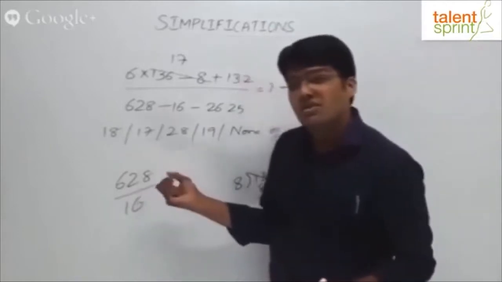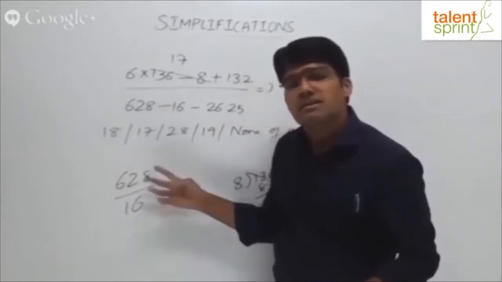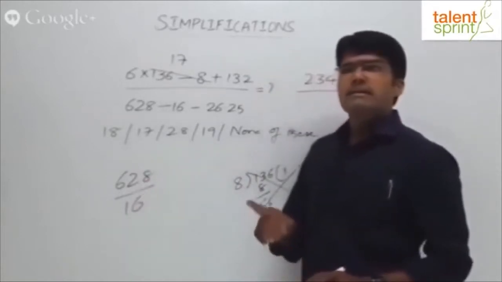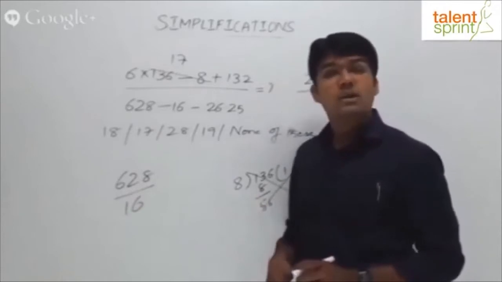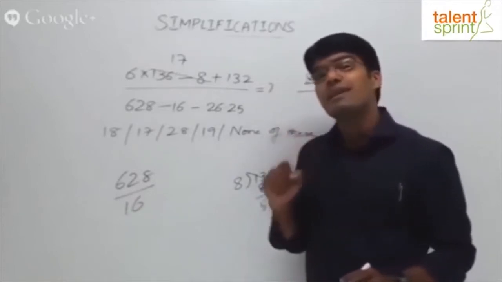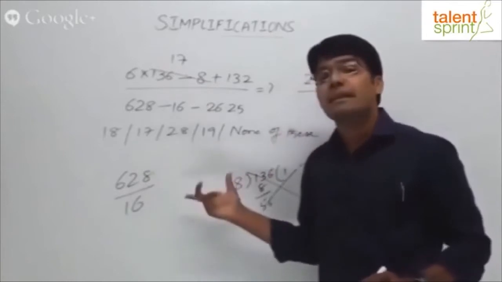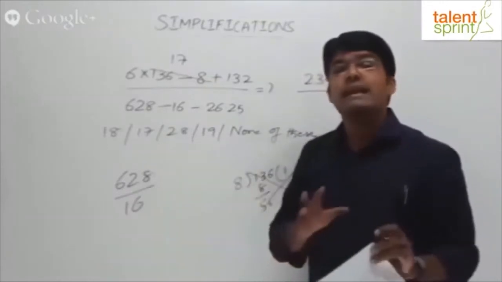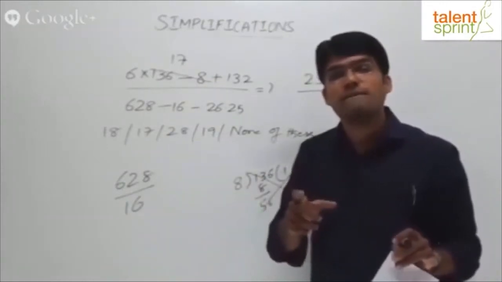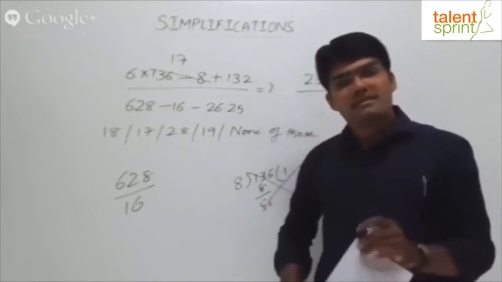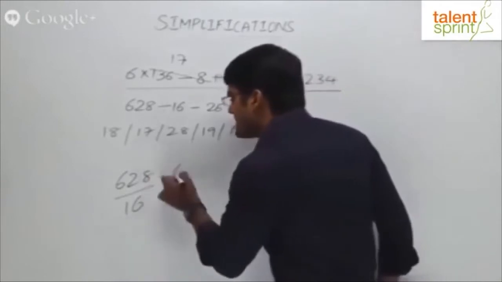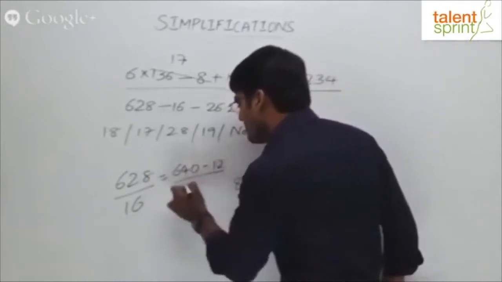628 by 16. What's the logic? Always split the numerator in terms of some multiple of the denominator. 628, can I take it as 640 minus 12? I can take it as 640 minus 12. Why are we taking it as 640 minus 12? Why can't I take it as 600 plus 28? Because 640 is a multiple of 16. 16 into 4 is 64, 16 into 40 will be 640. So the idea here is try to break the numerator in a way that at least one part is some multiple of the denominator here. So I'll take 628 as 640 minus 12 by 16.